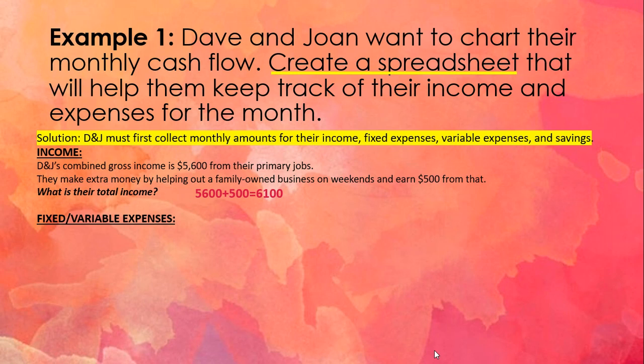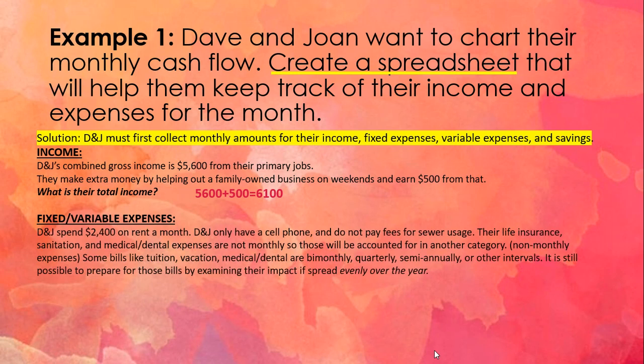As far as fixed and variable expenses go, they spend $2,400 a month on rent. They only have a cell phone, so they're not going to pay for a landline. And also, where they're renting, they don't have to pay sewer usage fees. Their life insurance, medical, and dental are not monthly, so those are going to be in the non-monthly expense category. And their bills like tuition, vacation, medical and dental are either bi-monthly, quarterly, semi-annually, or some other interval. So again, those are going to go into the non-monthly expenses.